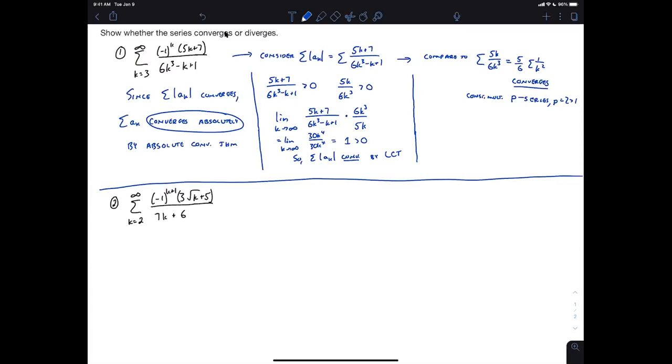And I probably should have made the direction say, show whether it converges conditionally, converges absolutely, or diverges. I'm not going to take the time to change that, but we're going to show that it converges absolutely here. Does that make sense? Any questions so far? Okay, and so I want to go to the second one real quick.